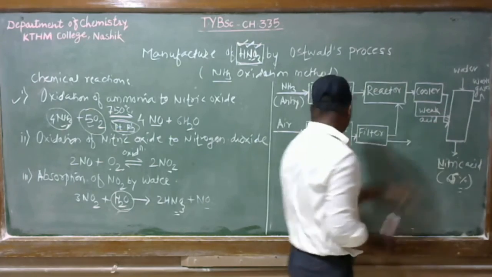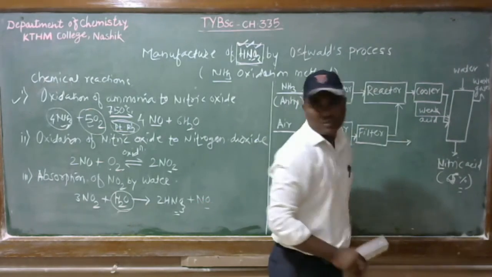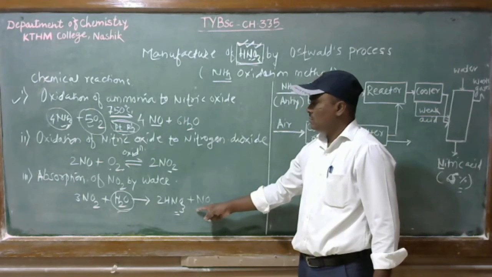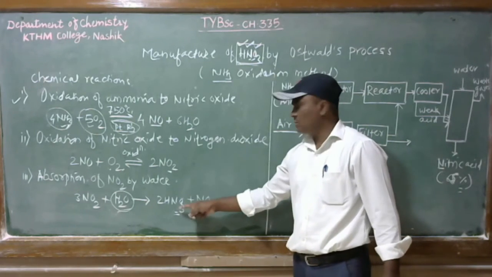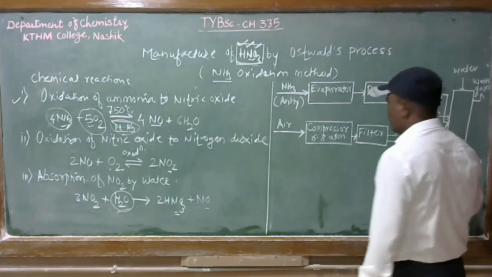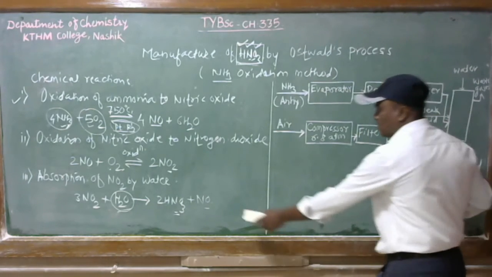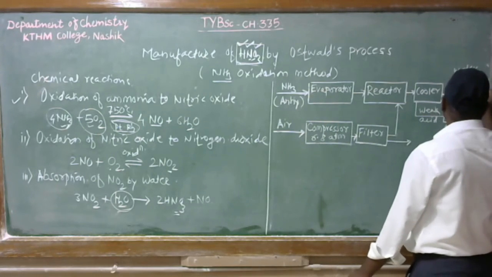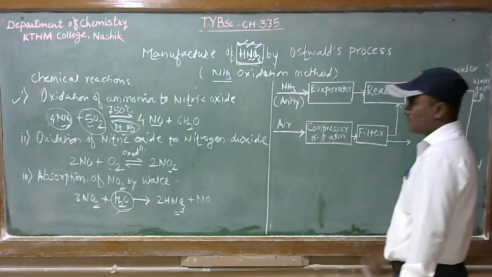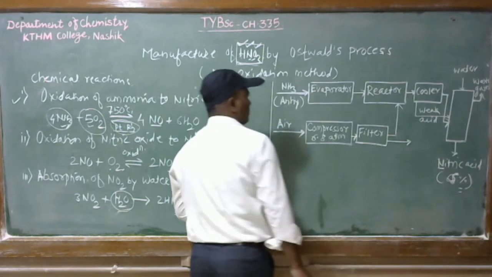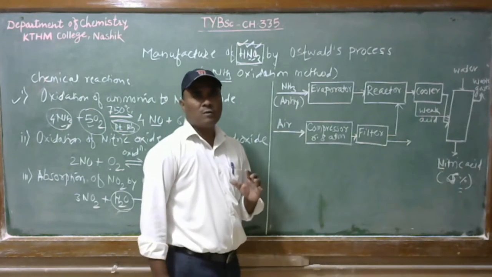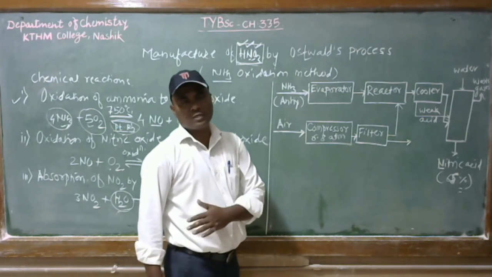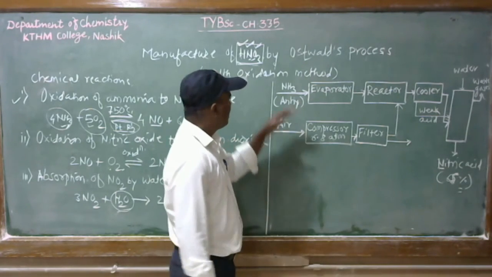And the waste gases which I have shown here: upon absorption of nitrogen dioxide, which gives nitric acid, some amount of unreacted waste gases comes out from this tower. So students, this flow sheet is very simple compared to the contact process, manufacture of sulfuric acid, and manufacture of ammonia.